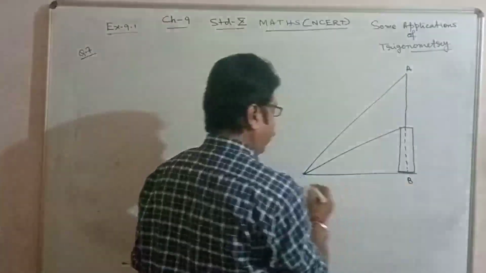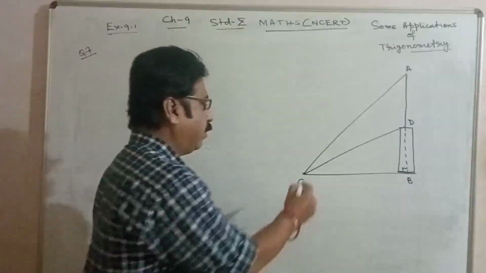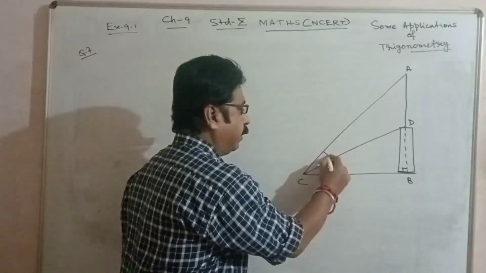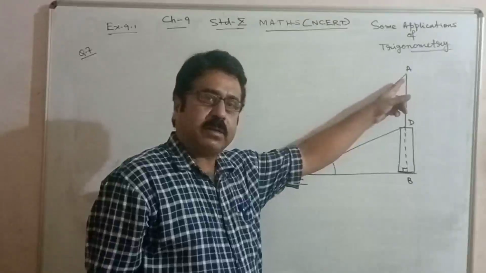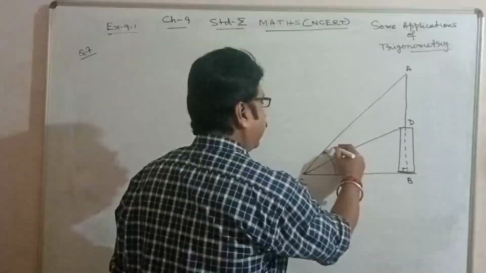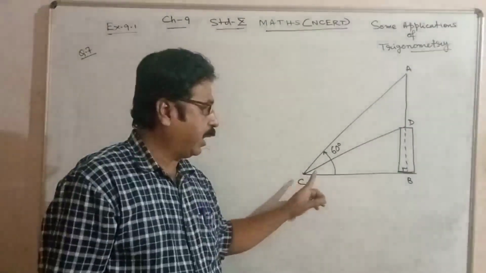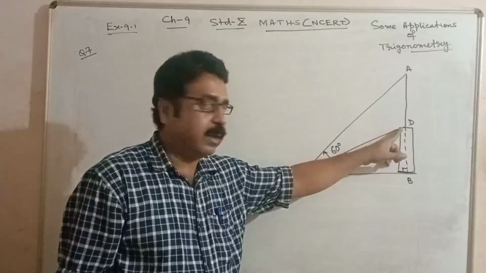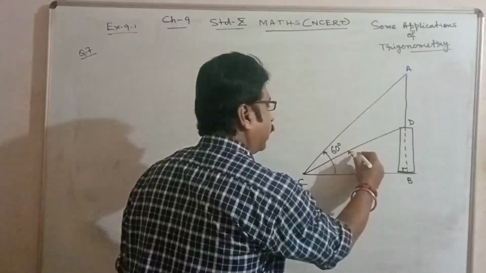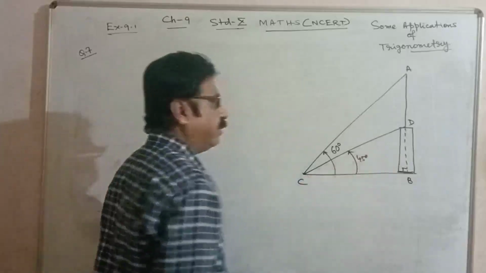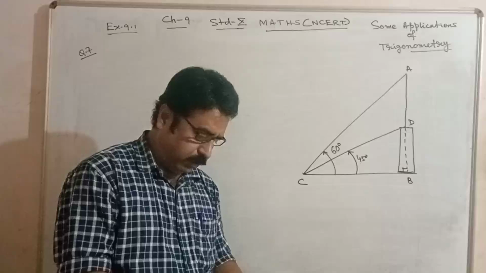A, B, C, D. From this point C, the angle of elevation of the top of the transmission tower is given, that is 60 degree. And from this point, the angle of elevation of the bottom of the transmission tower is given, 45 degree. Also, the height of the building is given, that is 20 meters.